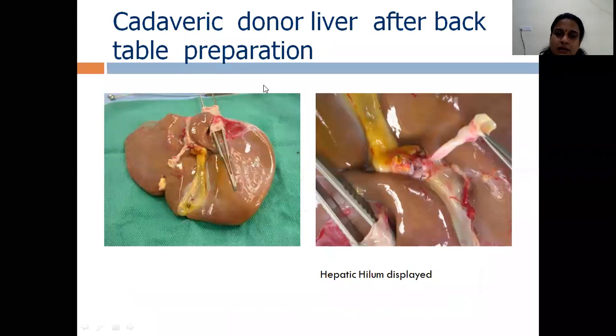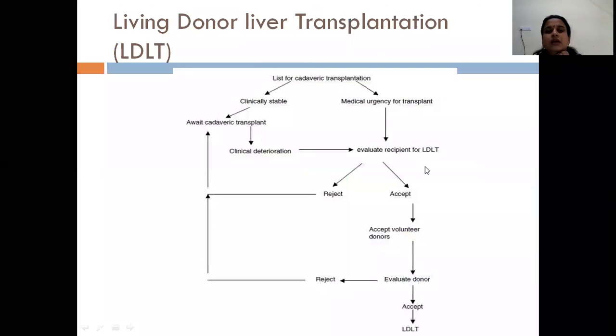Next, cadaveric donor liver after back table preparation. That is, the perfused liver was well prepared. This shows the hepatic hilum, the portal vein, the hepatic vein, and the hepatic artery. Okay. Now, that was about the cadaveric donation.